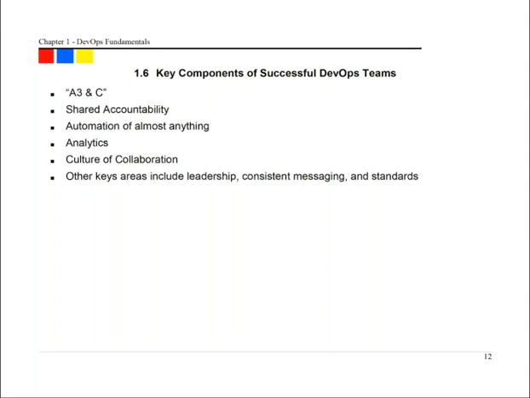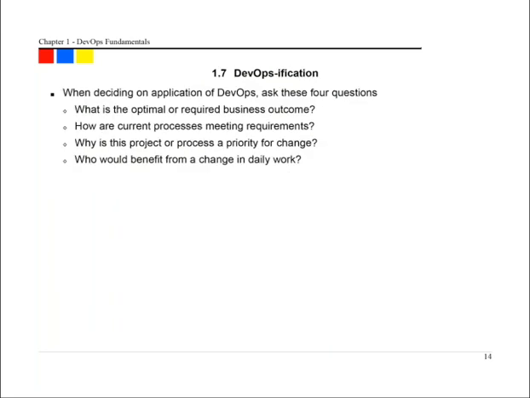So these are a few of the key cultural, kind of squishy, important things. How do we actually move forward? Well, as we're thinking about moving forward and implementing DevOps early on in an organization, there are a few kind of useful questions to ask. First, what do we actually want to get out of this exercise from a business point of view? What's the optimal or required business outcome?